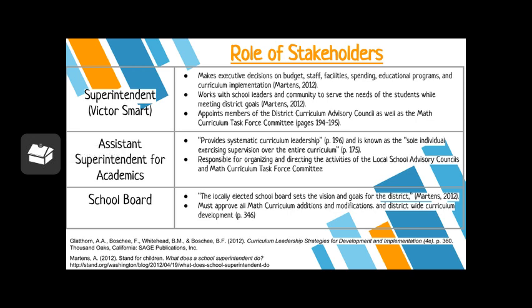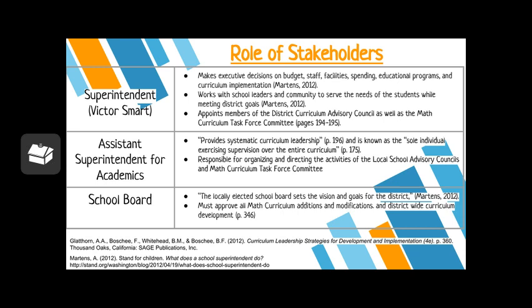First, we have the superintendent, Victor Smart. He makes executive decisions on budget, staff, facilities, spending, educational programs, and curriculum implementation. He also works with school leaders and the community to serve the needs of the students while meeting district goals. Also, he appoints members of the District Curriculum Advisory Council, as well as the Math Curriculum Task Force Committee.